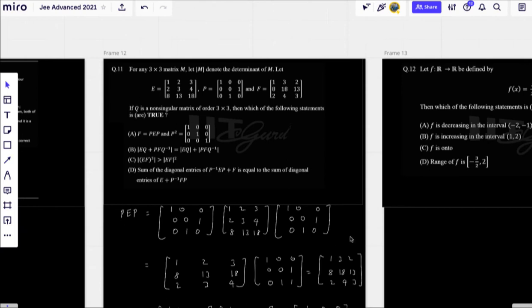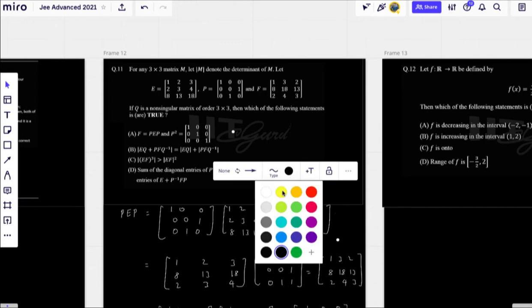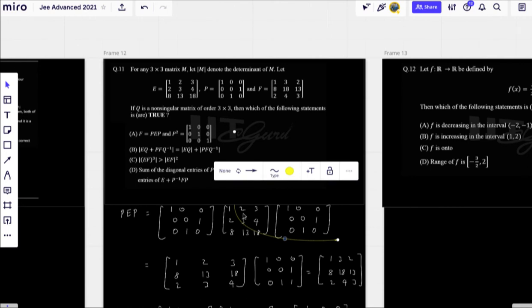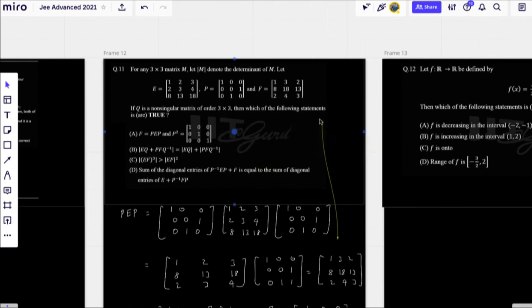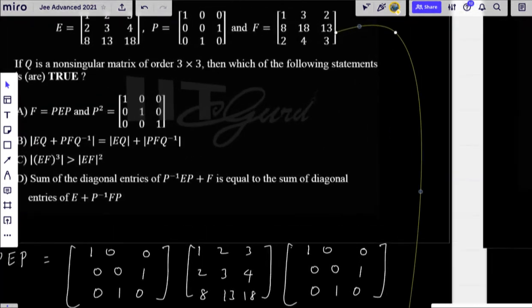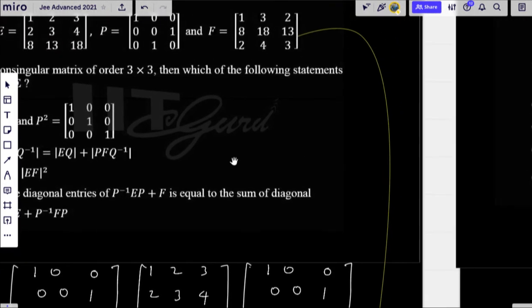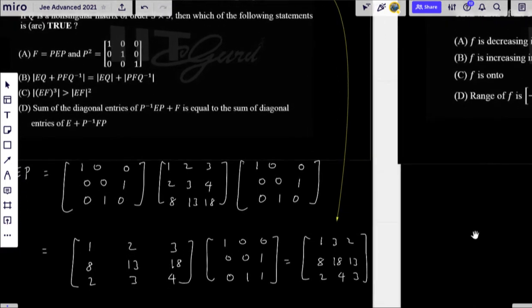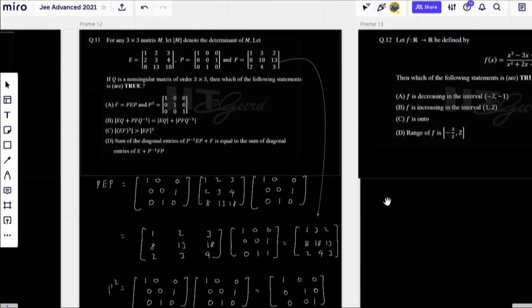So it's nothing but F over here. This is what we call F. As we can see over here, this one is F. You can check this. It is F over here. Right? So this option is also correct. Okay, first option correct. Now go about the second option.